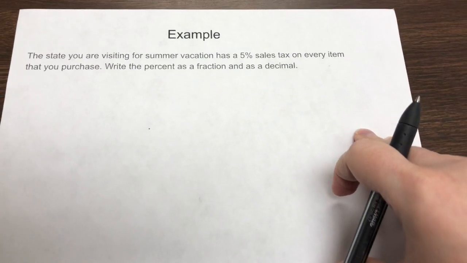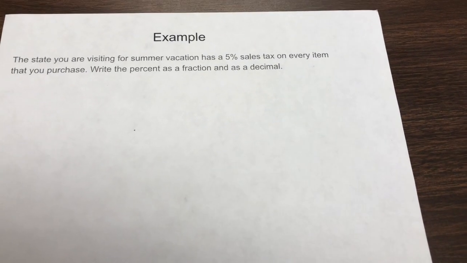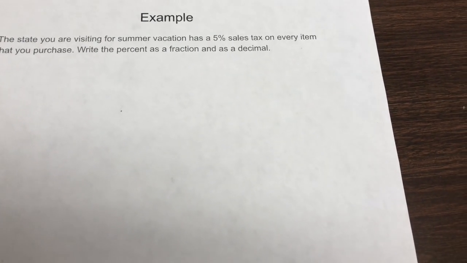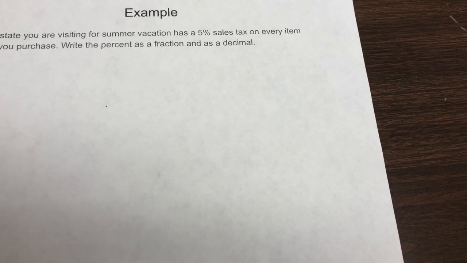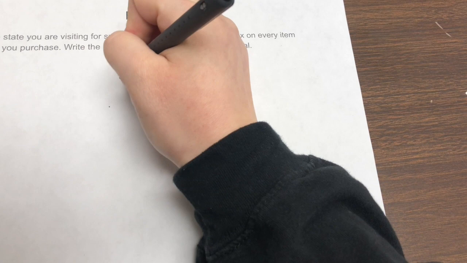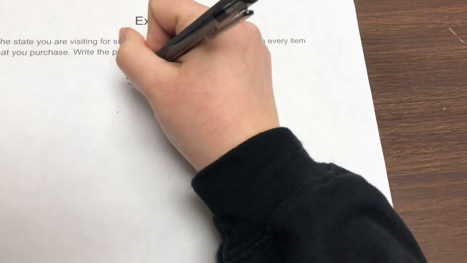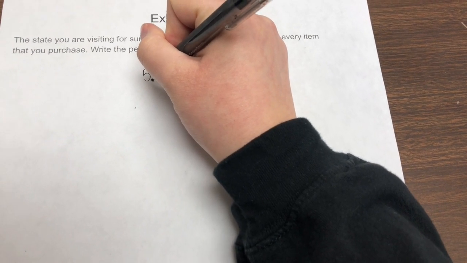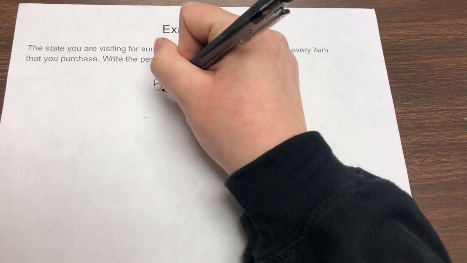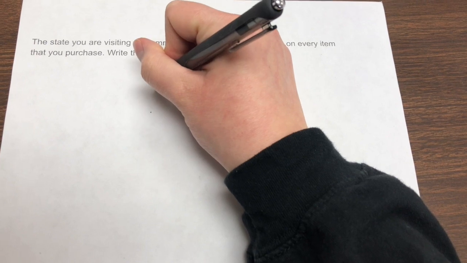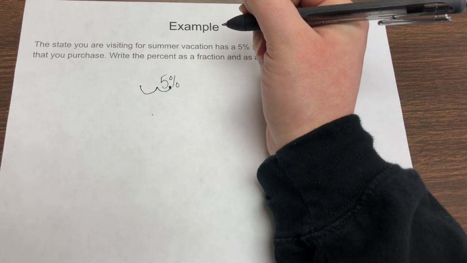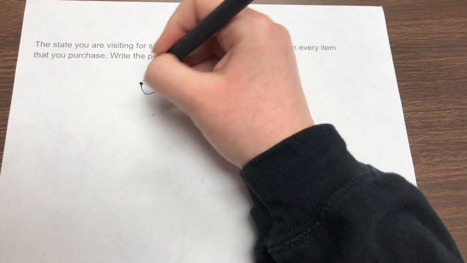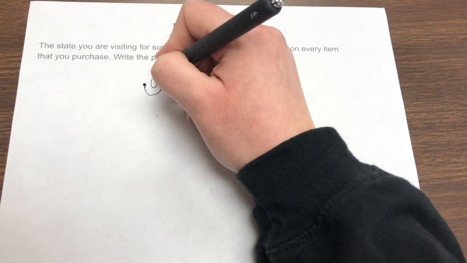Okay, word problem. Y'all know I always try to end with a few examples of word problems. The state you are visiting for summer vacation has a 5% sales tax on every item that you purchase. Write the percent as a fraction and as a decimal. Let's start with that decimal. Now this one's a little bit different, because when I put that decimal where the percent sign is, since there's no decimal in my question, I'm going to move it 2 places to the left, which is also saying dividing by 100. So I go 1, 2. Then I'm going to leave my decimal here, but I also have that empty bunny hop there, so I'm going to add a 0.